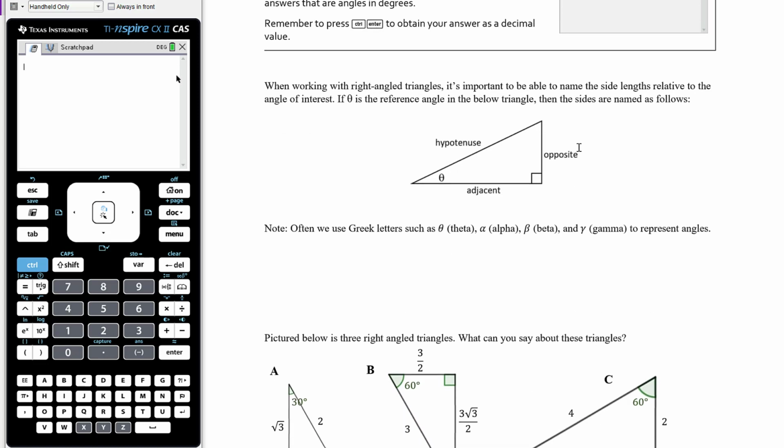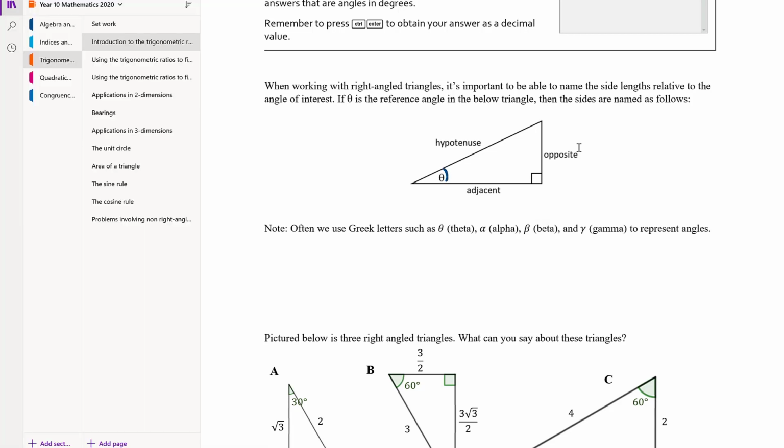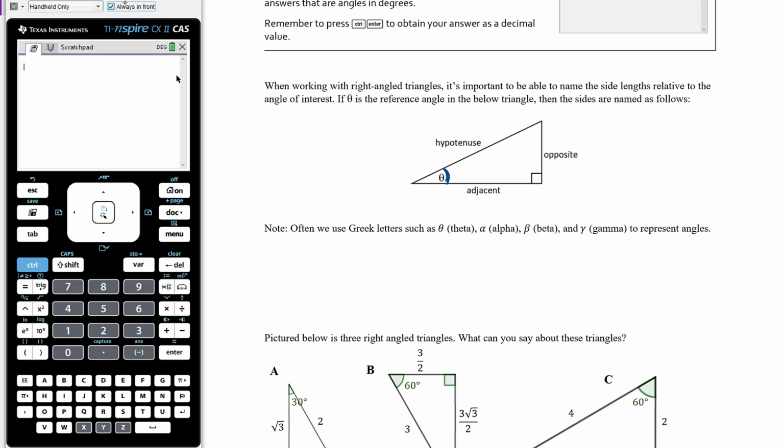Okay, so when we're working with right-angled triangles, it's important to be able to name the side lengths relative to the angle that we're interested in. So if theta, the angle in the bottom left here, is the angle that we're interested in, then all the other sides are named relative to theta. Except I should say for the hypotenuse. The hypotenuse is the same no matter which angle we're interested in.